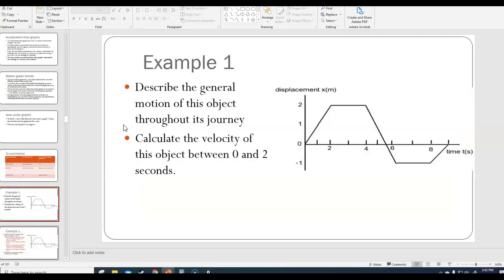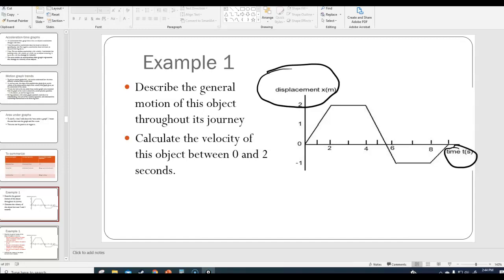Okay, so example 1 says describe the general motion of this object throughout its journey, and then calculate the velocity of this object between 0 and 2 seconds. When you're doing a problem with motion graphs, the very first thing you always need to do is look at what type of graph am I given. In this case, we're given a displacement time graph. We can tell by looking at the y-axis, it says displacement right there. Okay, and then we have time down here.